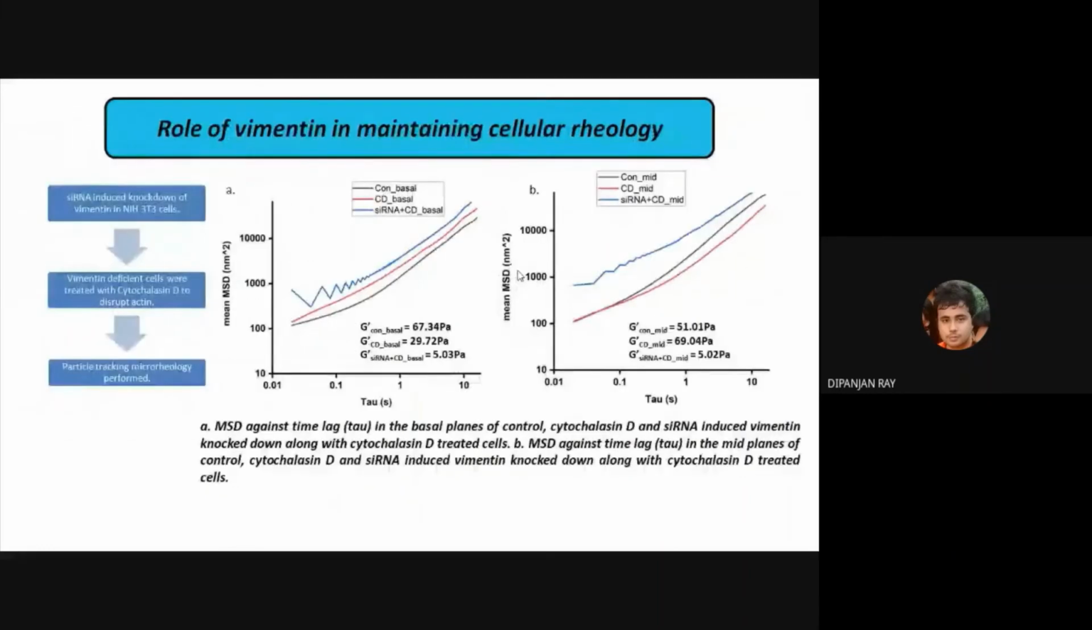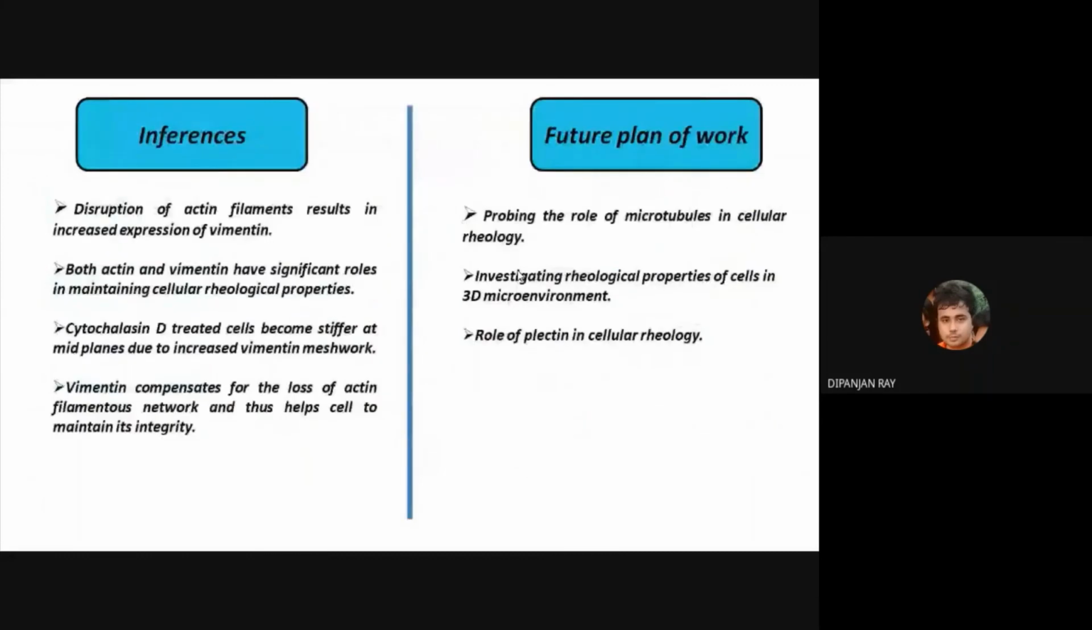So this was the work done up till now, and the inferences that can be drawn are: the disruption of actin filaments results in increased expression of vimentin, as I have told earlier. And both actin and vimentin have significant roles in maintaining cellular rheological properties. Cytochalasin D treated cells become stiffer at the mid plane because the loss of actin filament results in increased vimentin expression. So this was half of the work, and there are some future plans.